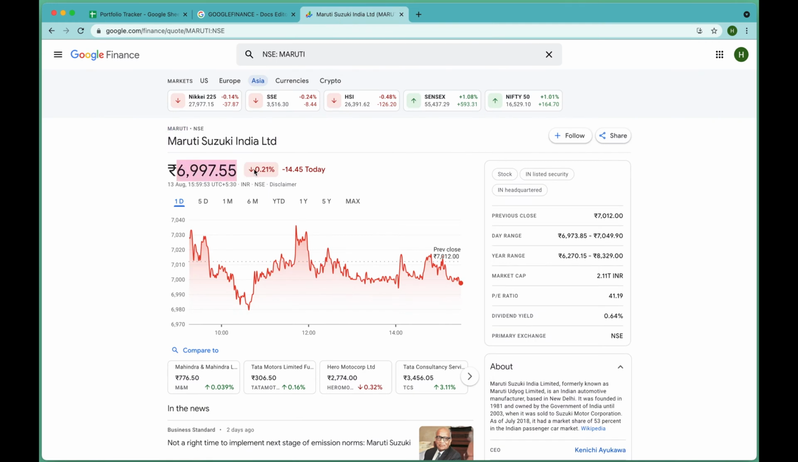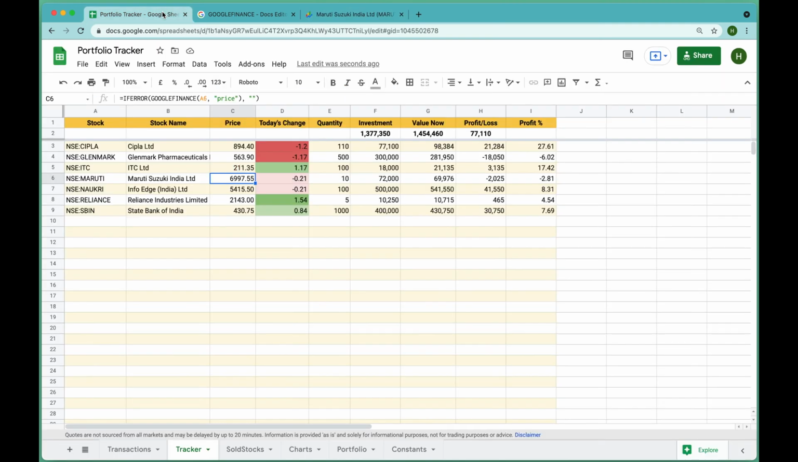This price changes automatically but it can be delayed up to 20 minutes. So if you want to use it for portfolio tracking, you can do that, but if you want to use it as a real-time tracker, then it is not advisable because in 20 minutes a lot can change in the Indian stock market. On this sheet, we see some key information about our holdings.